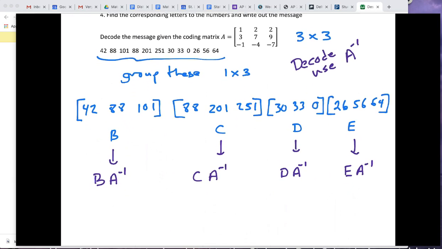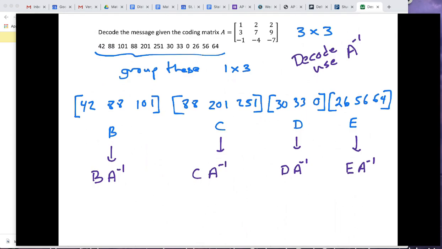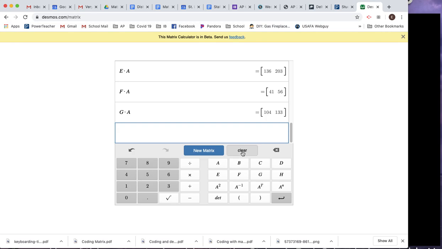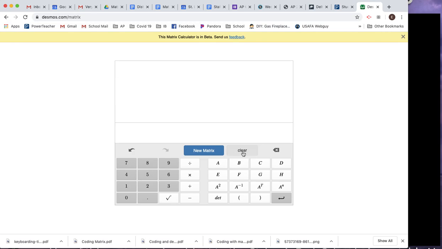Going up here, I got to get back and somehow get these things into my Desmos, because I'm doing this on my calculator. I'm not doing this by hand. So I'm going to clear this out and hit clear, and I'm going to do a new matrix. In my new matrix, the first thing I'm going to do is give my coding matrix.